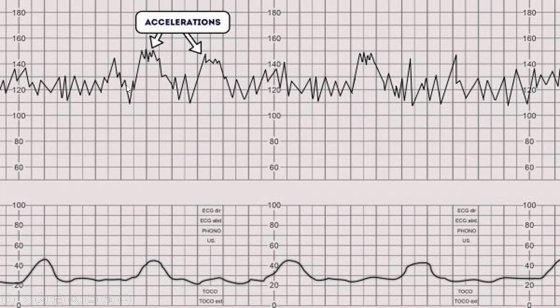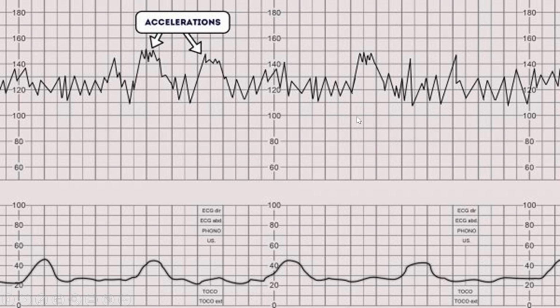As I mentioned, if there's any rise of fetal heart rate of more than 15 beats per minute that persists for more than 15 seconds, that is an acceleration. Our baseline here is 120, and the rise of fetal heart rate is nearly 150, and it persists for more than 15 seconds, almost 1.5 minutes. So that is one of the accelerations.